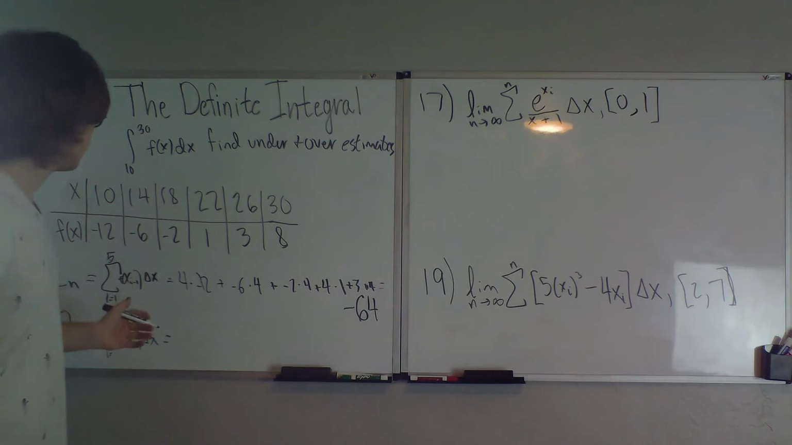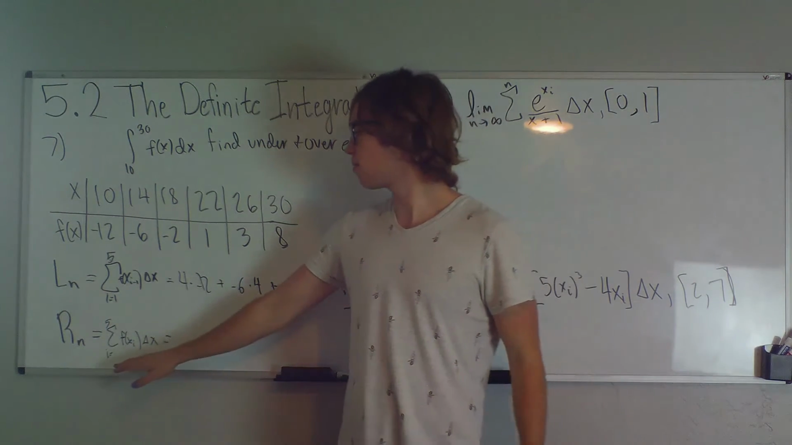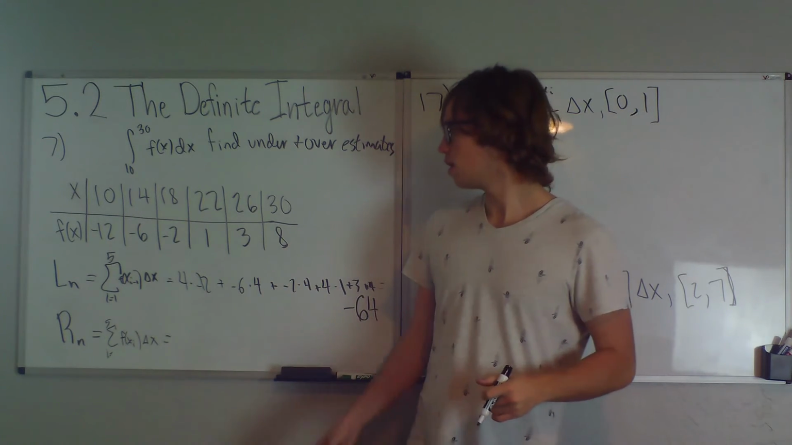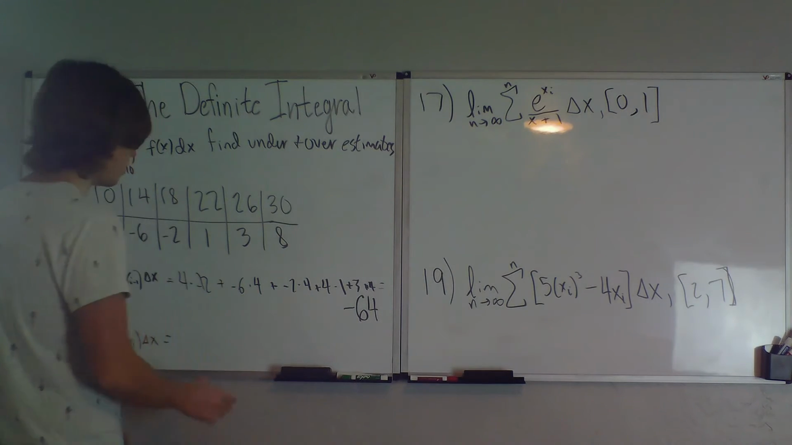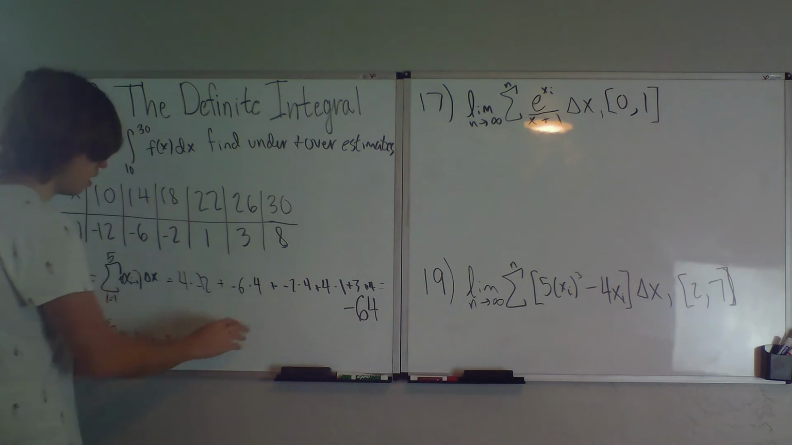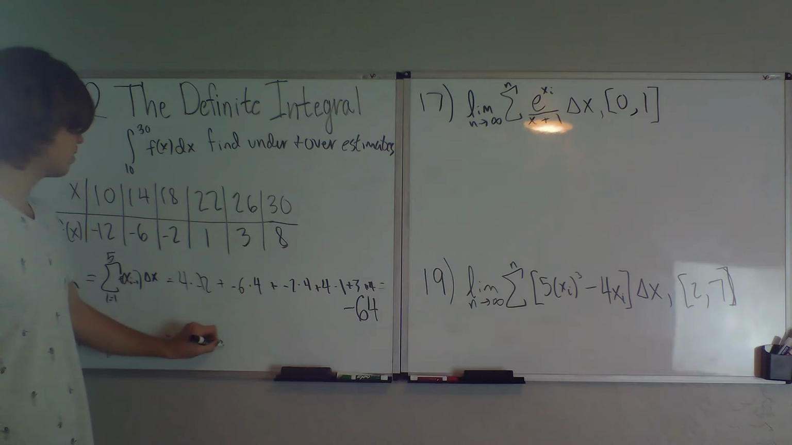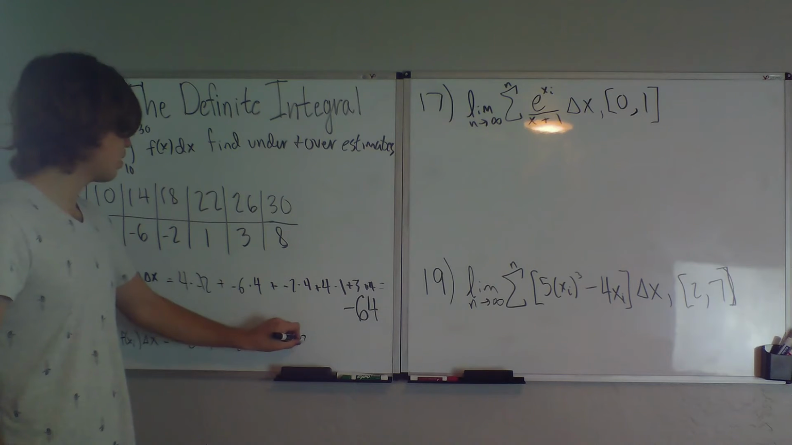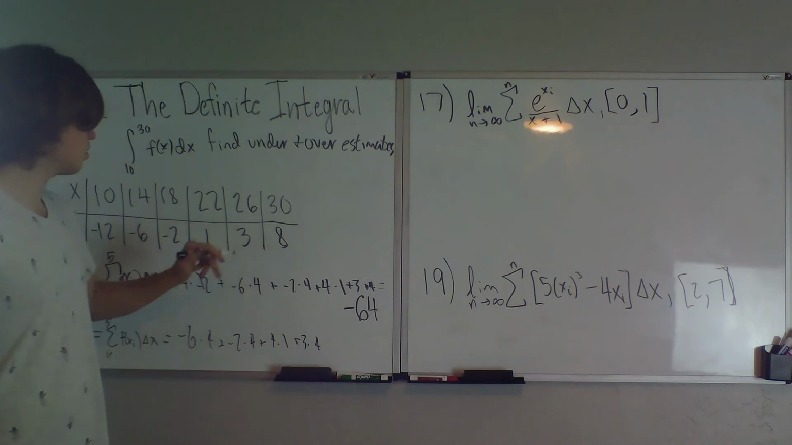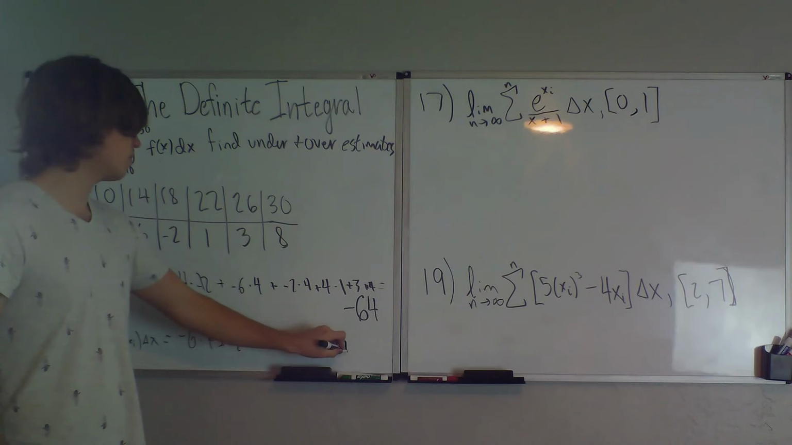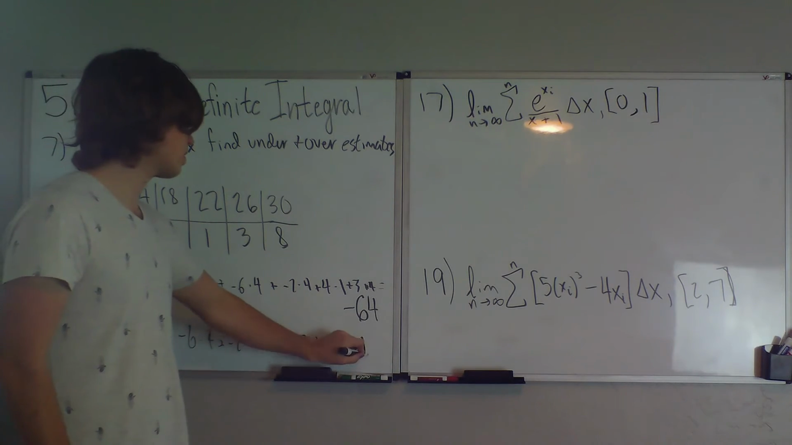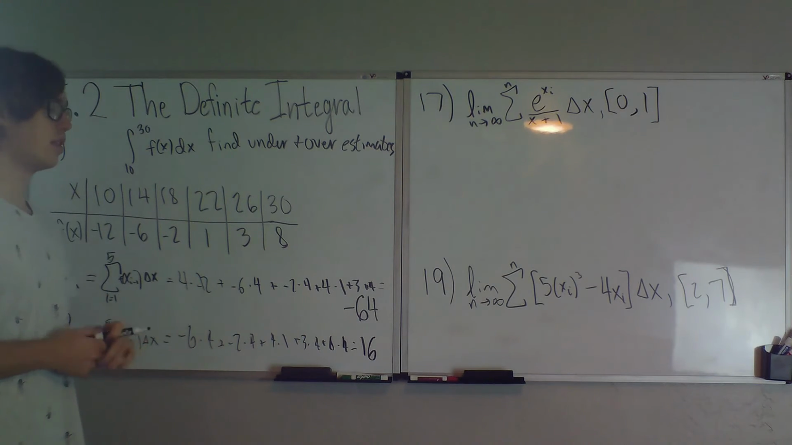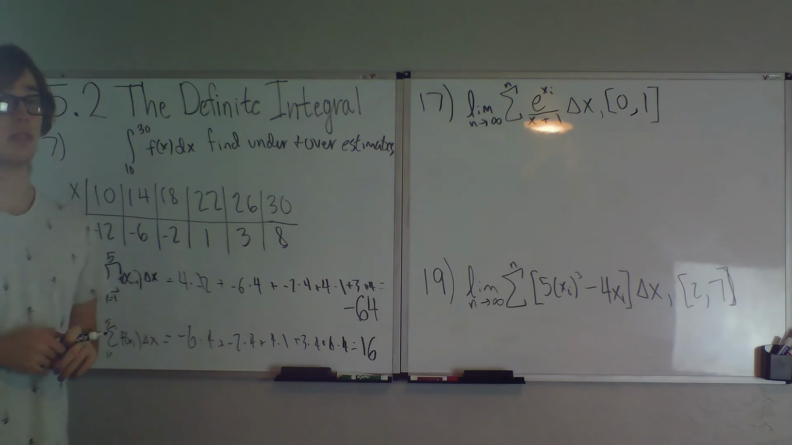And now we do the right hand. The right hand is the sum from i equals 1 to 5 of f of x sub i times delta x. So what do we do instead? We basically take these 4 terms: negative 6 times 4 plus negative 2 times 4 plus 4 times 1 plus 3 times 4. And then we just add this 8 times 4. And this is going to equal 16. And we get, okay, well, our underestimation is negative 64, and our overestimation is going to be 16.